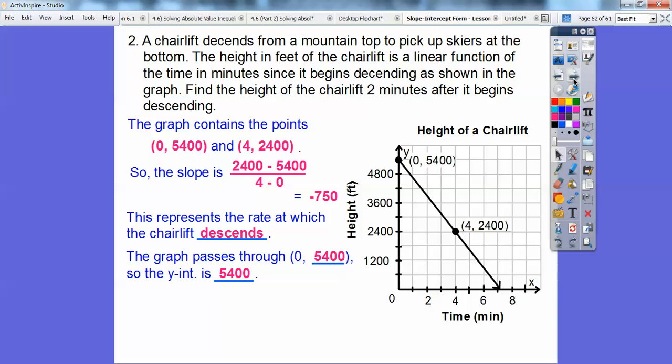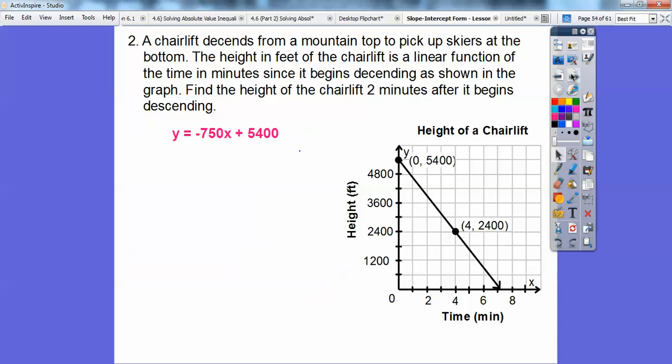All right, so the graph passes through (0, 5,400). So the y-intercept is 5,400, boy. This is the y-intercept right here. See where it's intersecting the y-axis right here? So this is our b, 5,400. So our equation is going to be y equals negative 750x plus 5,400. All right, let's slide that up right there.